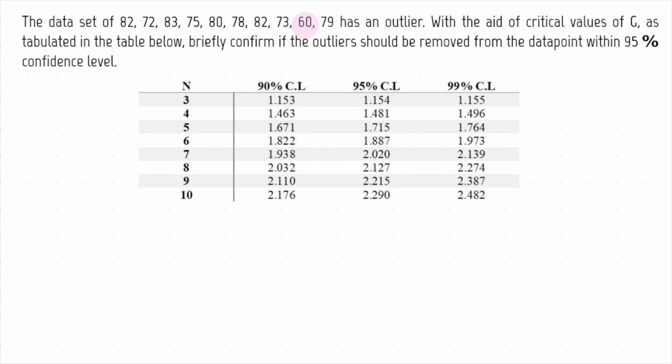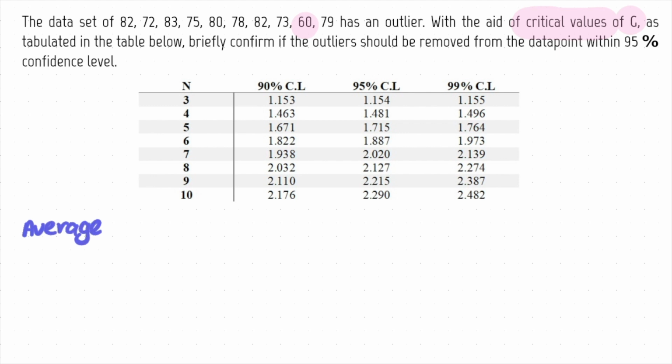Alright, so moving on, in the question, you were given the critical value of G. So it means that the thing you can actually calculate is the G test. In order to calculate the G test, the first thing you need to do is calculate the average.